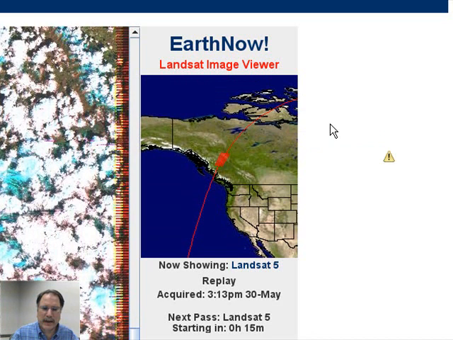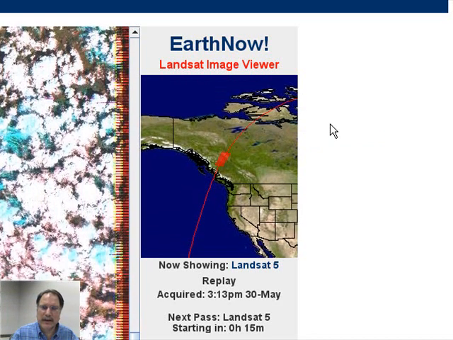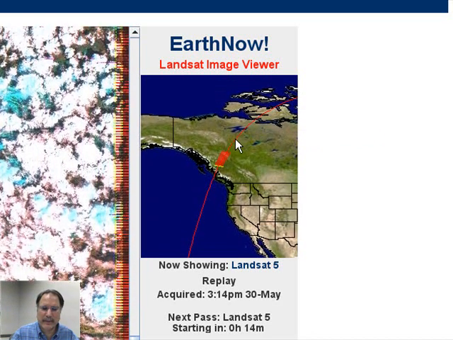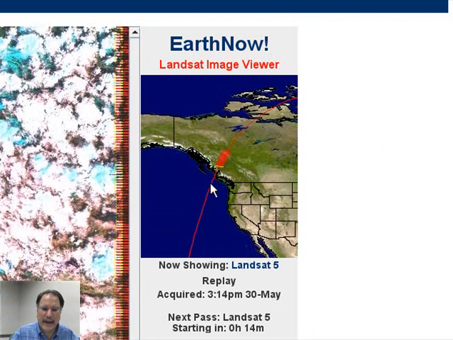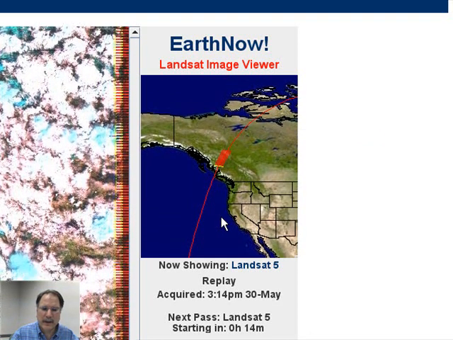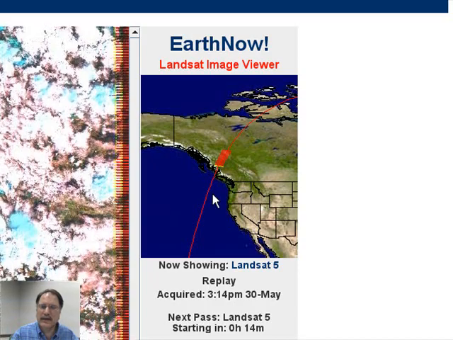This website happens to be from USGS. All you have to do is Google Earth now to see this particular polar orbiting type path that again is now headed for a data poor ocean region, in this case the Pacific Ocean.